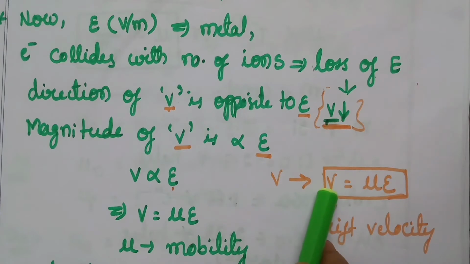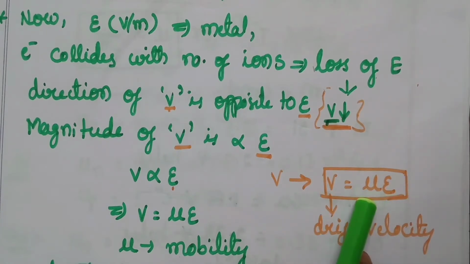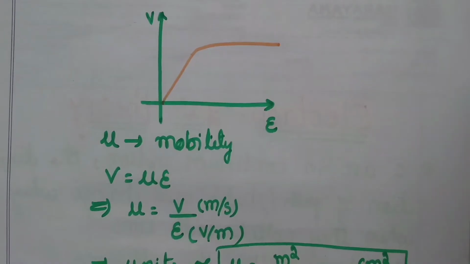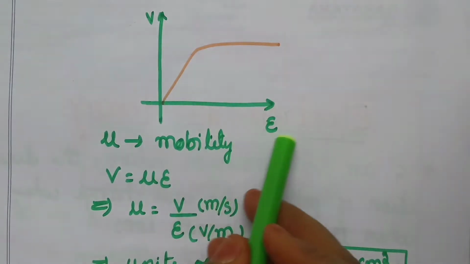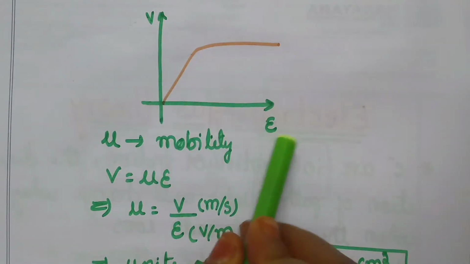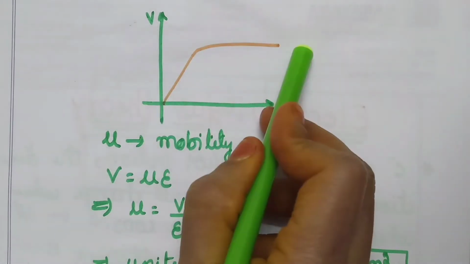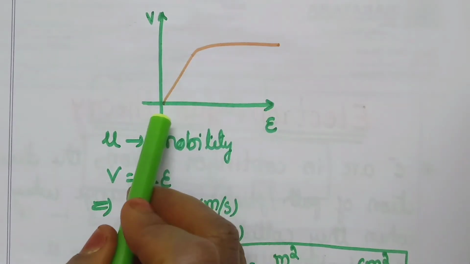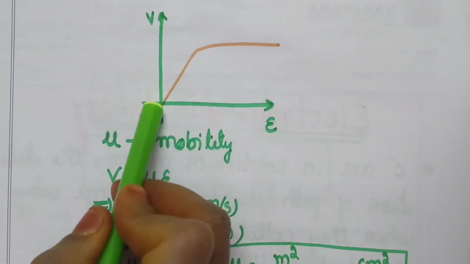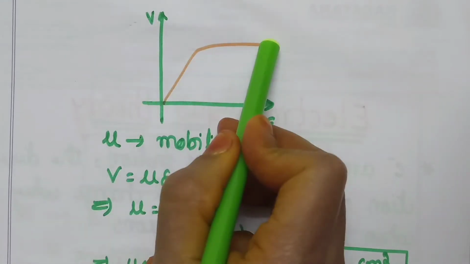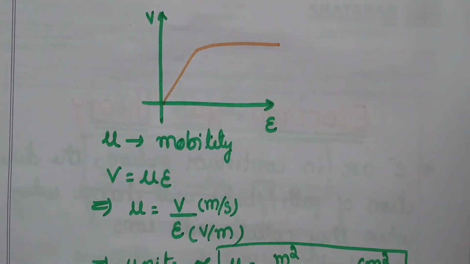So the drift velocity depends upon the electric field and the mobility of the electrons. If a graph is plotted between the applied electric field epsilon on the x-axis and drift velocity V on the y-axis, then it would be as shown in this figure. The drift velocity increases initially and then it reaches a steady state after some time.